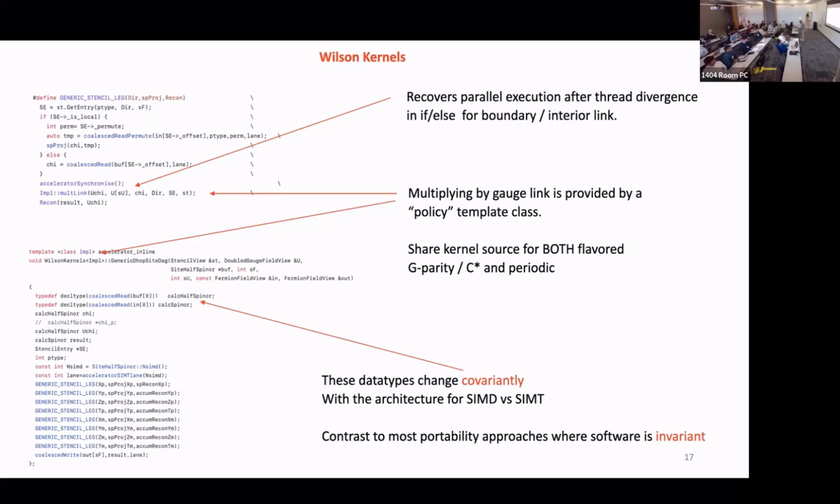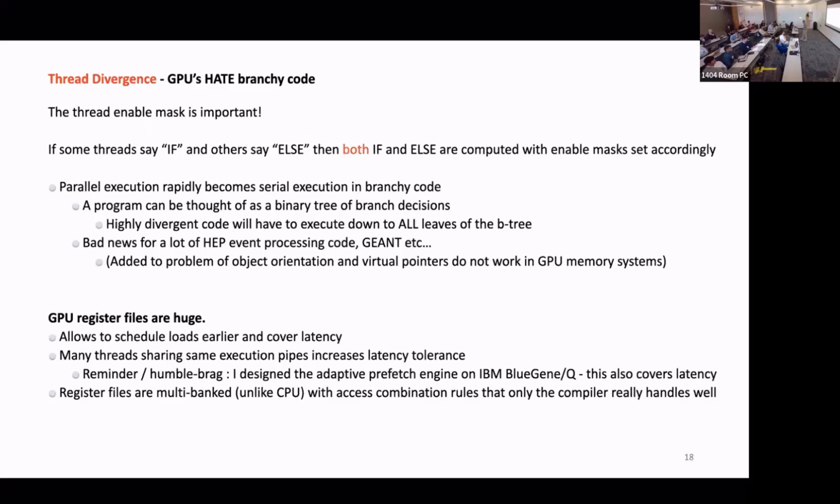Okay, so that's probably all there is that's unique in this. I said GPUs hate branchy code. The thread enable mask is important. If some go else, then you have to make sure that we combine after you've executed this divergent stream. That's what accelerator synchronize was for.